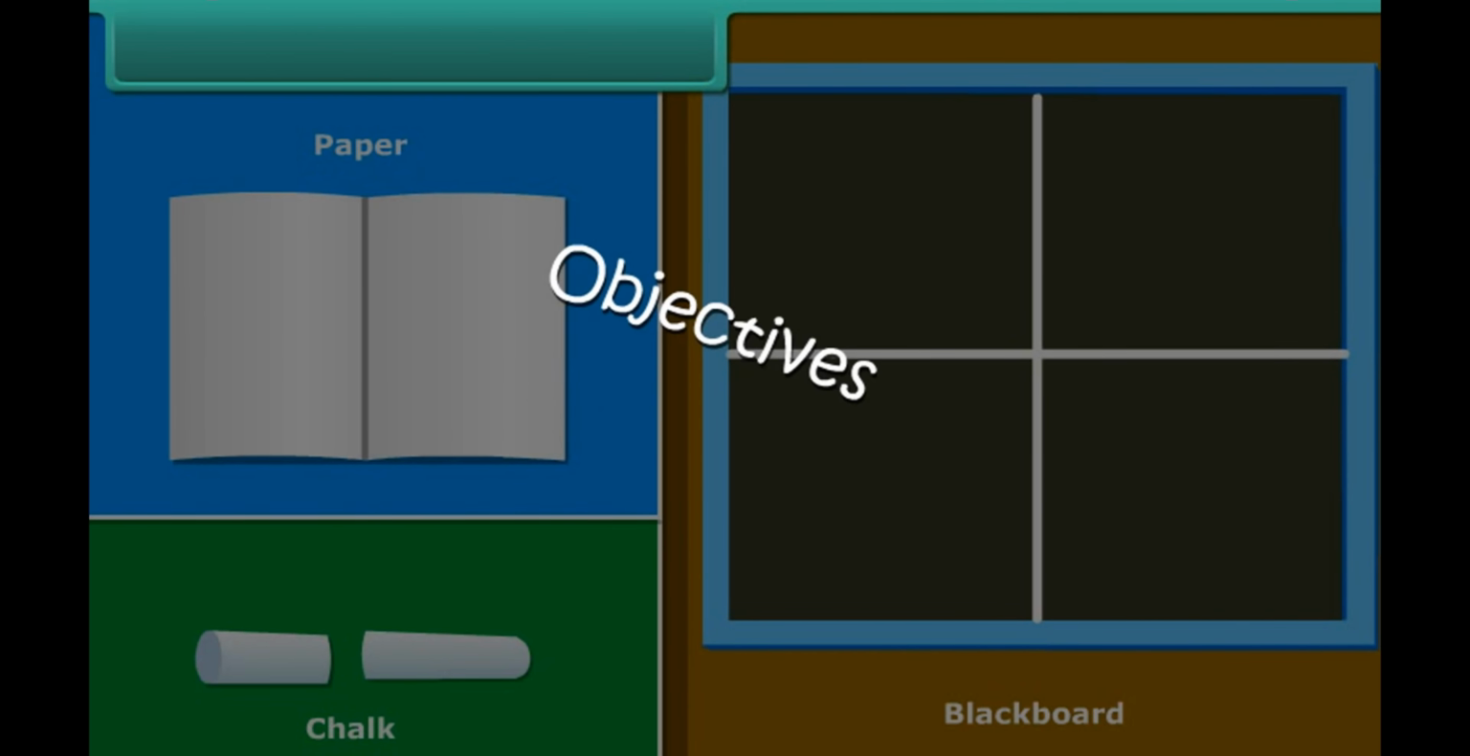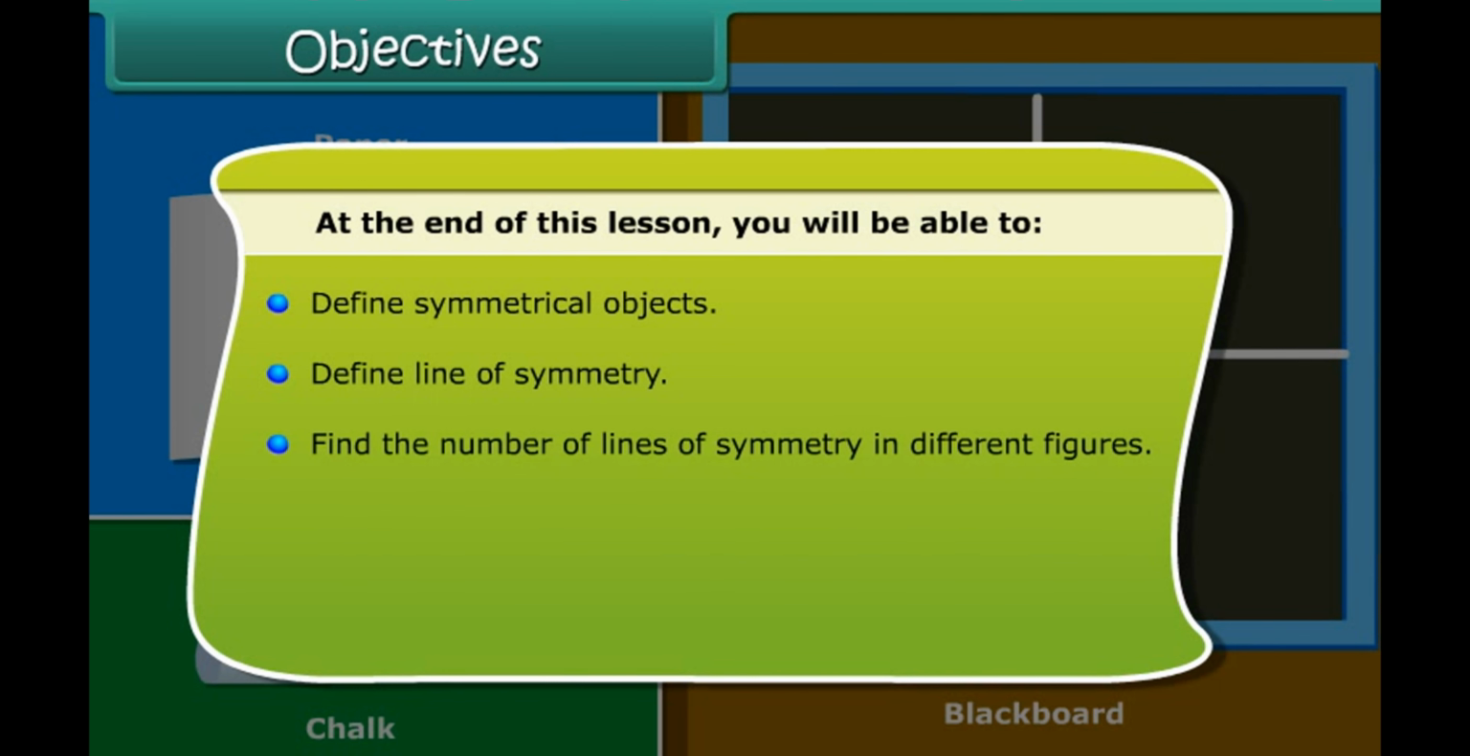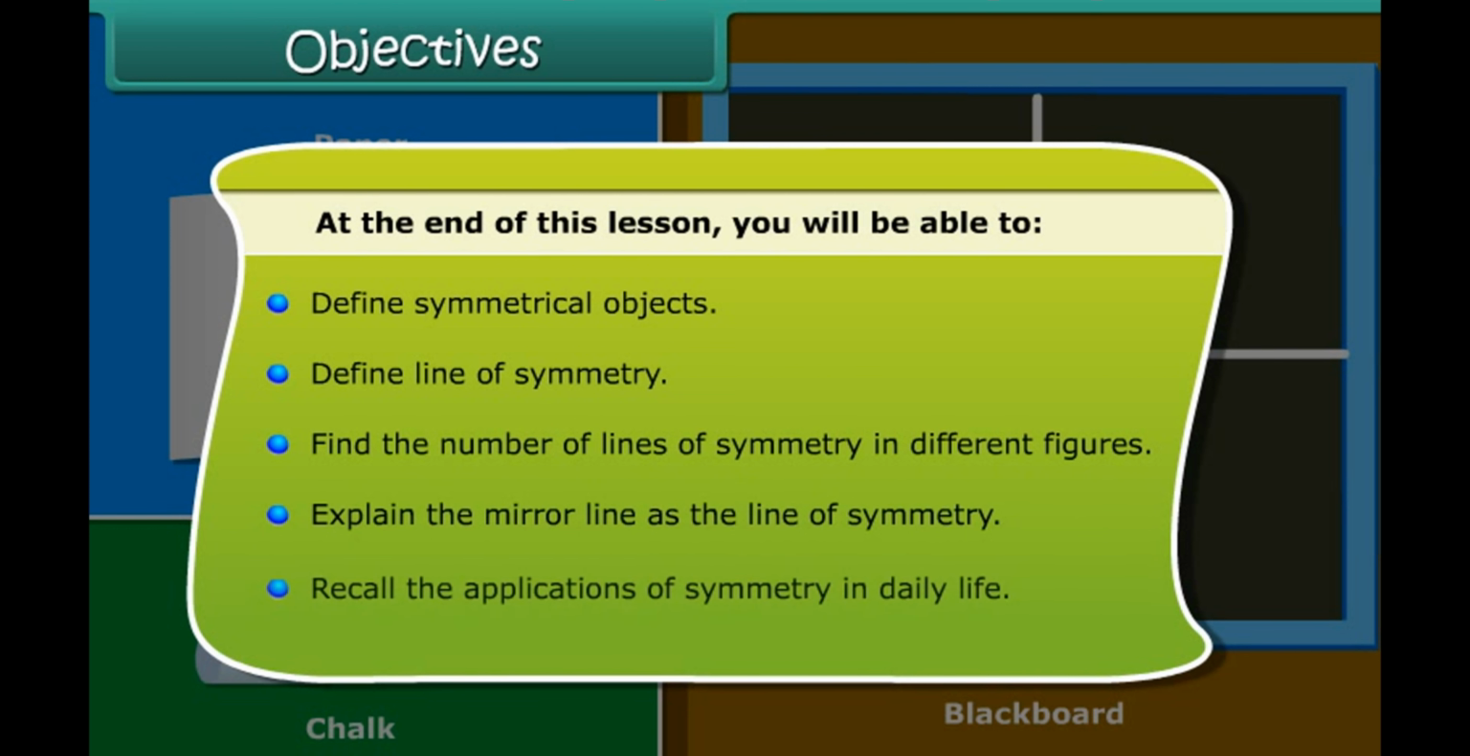Objectives. At the end of this lesson, you will be able to define symmetrical objects, define line of symmetry, find the number of lines of symmetry in different figures, explain the mirror line as the line of symmetry, recall the applications of symmetry in daily life.